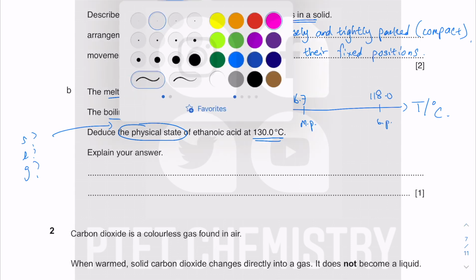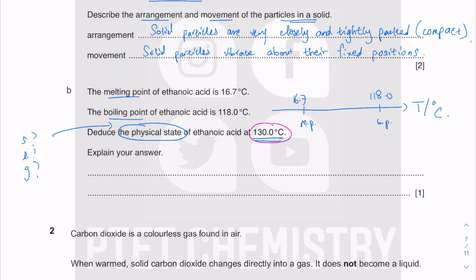Okay, so where exactly do they want us to do? 130. Where is 130? 130 is roughly there. Okay, give or take. Melting point is when you have solid going to liquid. Boiling point is when liquid goes to gas. Before you melt, you are a solid. After the boiling point, you are a gas.